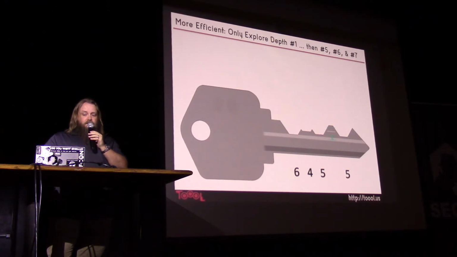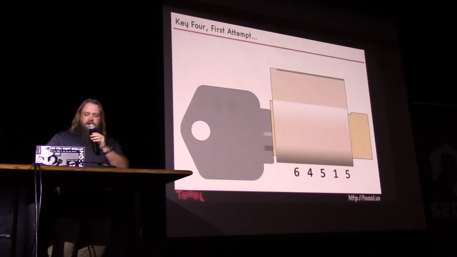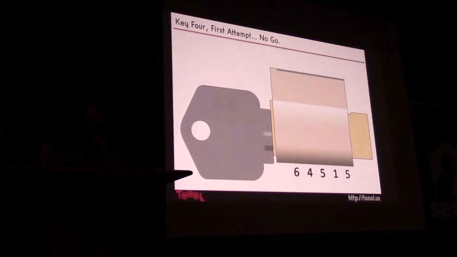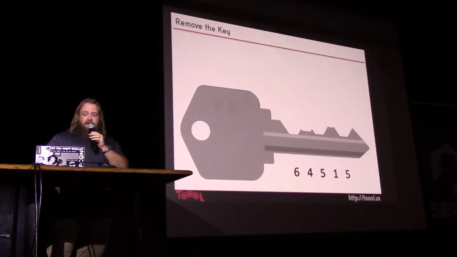And so the more efficient approach would be to test position 1, because 0 is invalid, and then hit 5, 6, and 7. So we could either code cut it at 1, or just take our handy dandy file, cut it down to 1, and give it a shot. Doesn't work. And I have strobe lights now. Good thing I'm not epileptic.